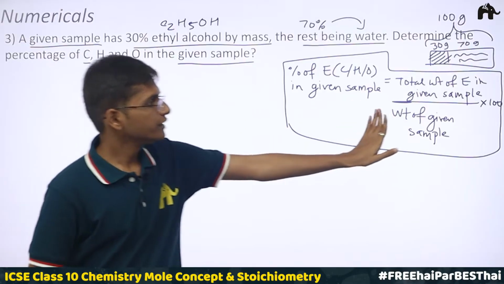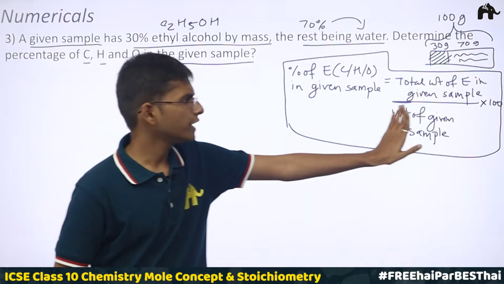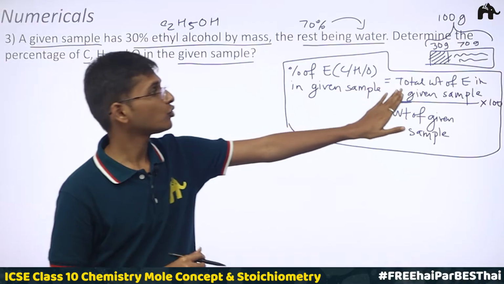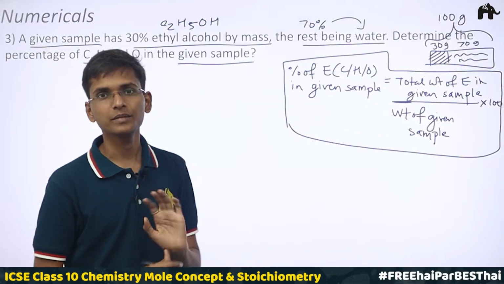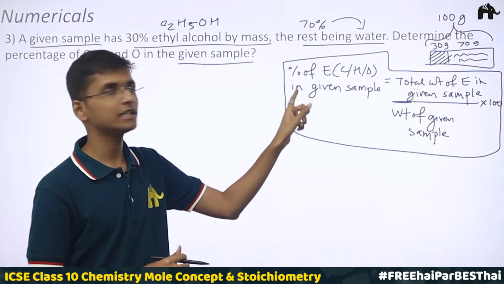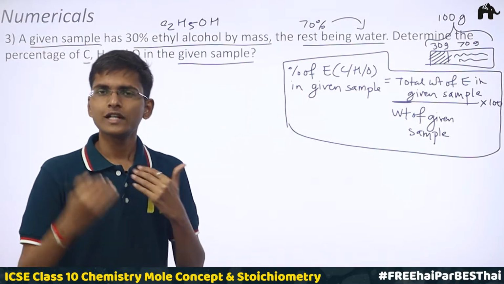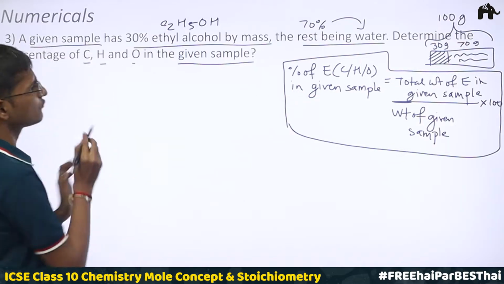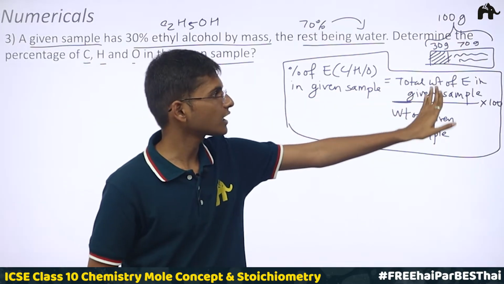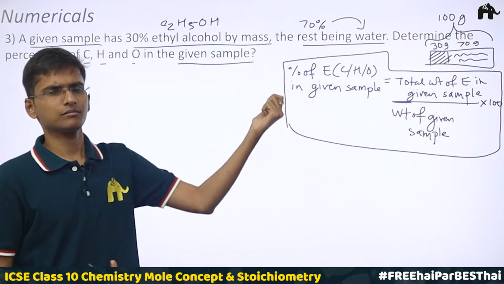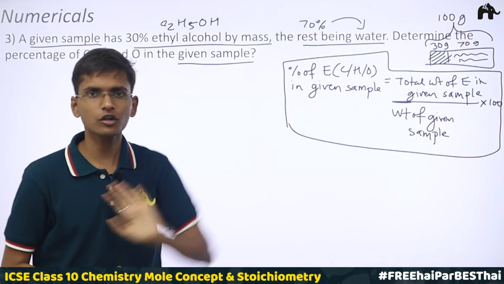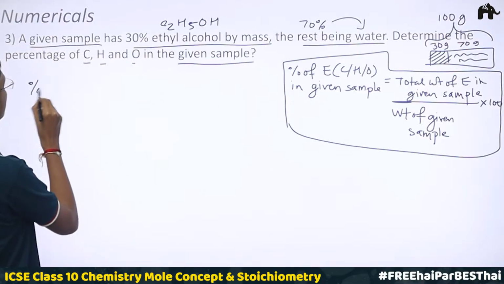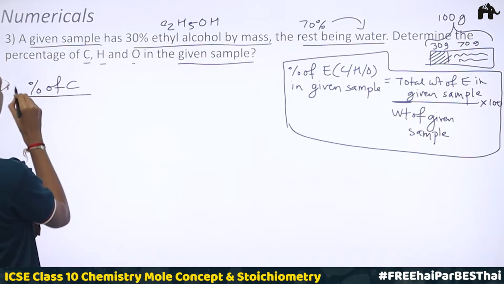Now we have figured out the weight of the given sample. It's 100 grams. We have taken it. But now we need to find out the total weight of the particular element in the sample in order to find out the percentage of that element in the sample, right? So let's start doing it. First of all, we would find out the percentage of carbon. Why? Because once we figure out how much weight of carbon is there in the given sample, we can quickly figure out the percentage of carbon just by putting the values in this formula. Okay, so first we will start with the percentage of carbon in the given sample.